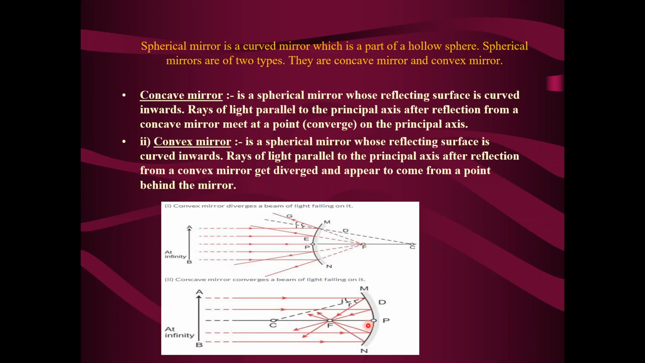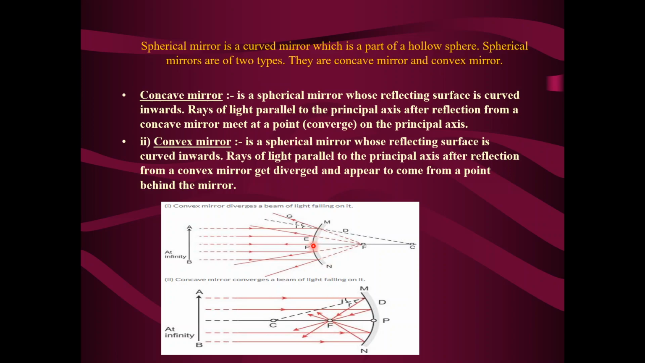Here, this is concave mirror. When the parallel rays fall on the concave mirror, the reflected rays meet at a point called the focus. So what is focus? It is the point where the parallel rays after reflection from the mirror either really meet or appear to meet. This point is called the focus. The focus of the convex mirror is behind the mirror. The focus of the concave mirror is in front of the mirror.